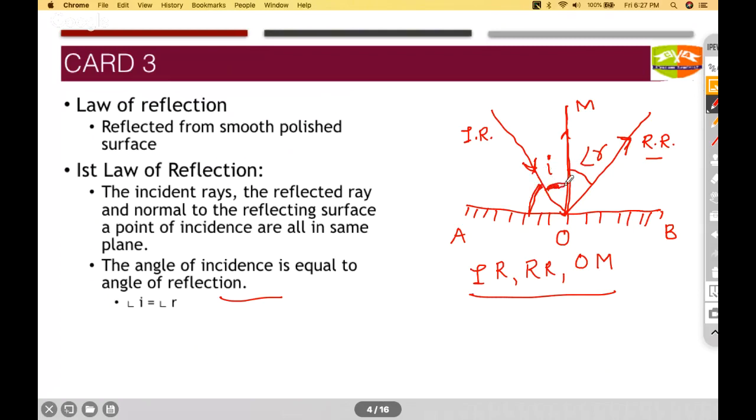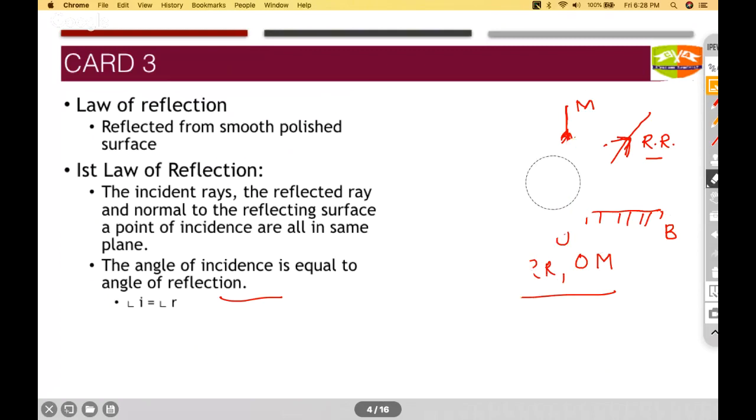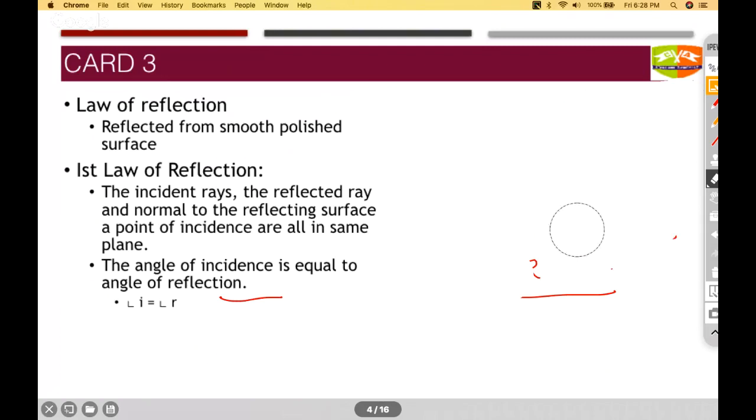Whenever you are taking the incident angle, you should take it between the incident ray and the normal to the mirror, not the mirror. This is not I, this is not I, this is I. The angle between the incident ray and the mirror is not the angle of incidence. I have seen many people making this mistake. Please be aware of this fact. Similarly, the angle of reflection is measured from the normal to the reflected ray. So the angle between the normal and the reflected ray is known as the angle of reflection. Please keep these things in mind before attempting the question.